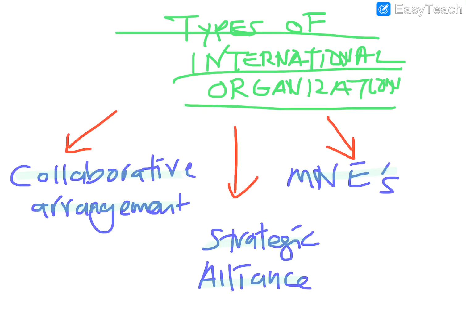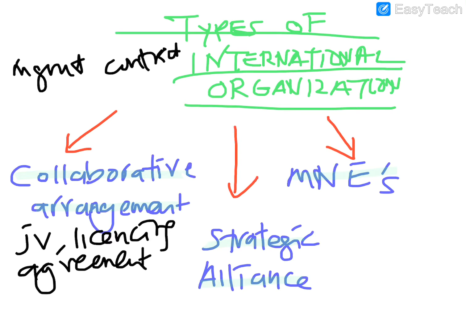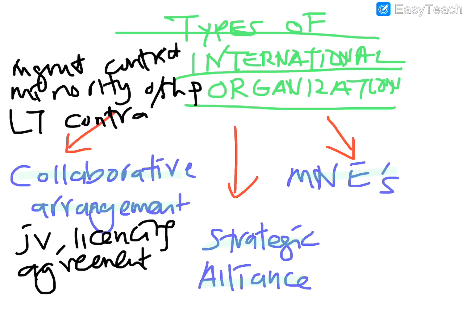For the collaborative arrangement, we can also know it as a joint venture, or licensing agreement, a management contract, minority ownership, and long-term contractual arrangement.